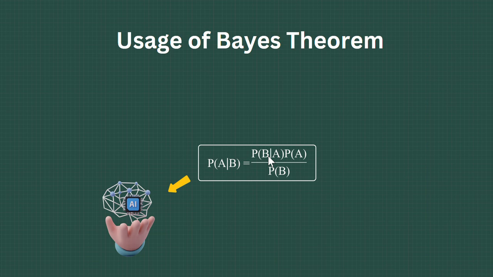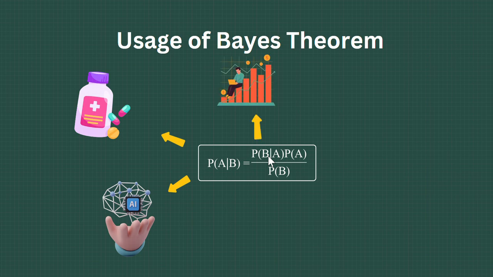And the uses of Bayes theorem, where do we use Bayes theorem? Firstly we use Bayes theorem in AI, and we'll talk about the uses of Bayes theorem in AI later also, so I will not be describing this now. Second is finding the right medicine. And third one is the stock market.